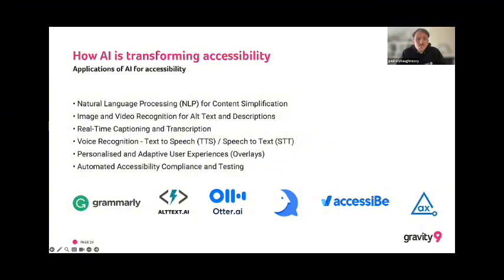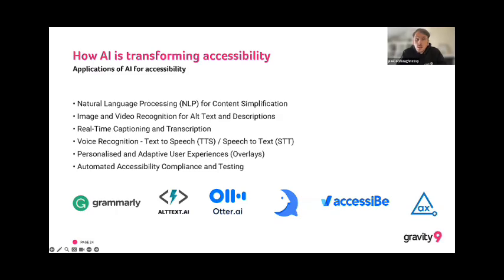Next up here we have image and video recognition for alt text. The example of this would be computer vision technologies, and they're now able to automatically generate detailed image descriptions, making visual content more accessible to blind and visually impaired users. AI can also describe scenes and objects in real time, advancing independent web navigation. Alt text is a powerful use of AI. It's a very, very good alt text generator.